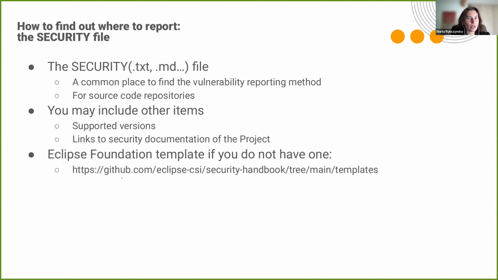How do you find out the ways to report? In open source projects, there's typically a security file in the main source repository where you can find how to do it. The file may include other information, for example, which versions are supported, or the security history of the project, whatever the project wants. And here at the Eclipse Foundation, we propose templates for projects so that they can use them and adapt them to their needs. And of course, everyone can use those templates.